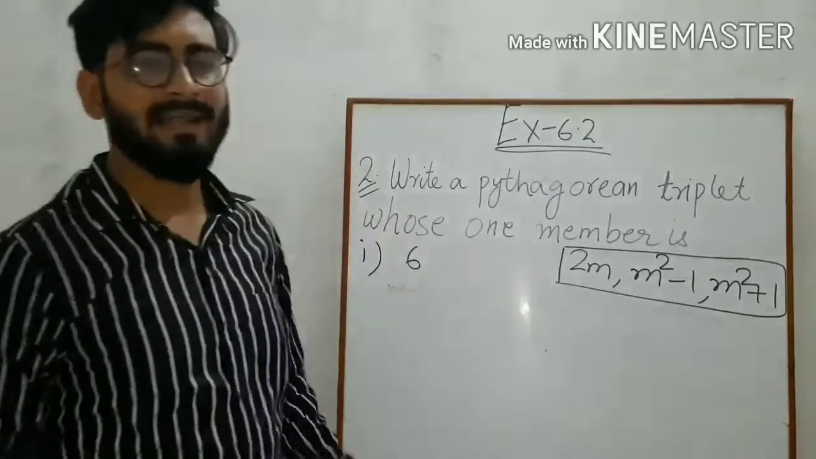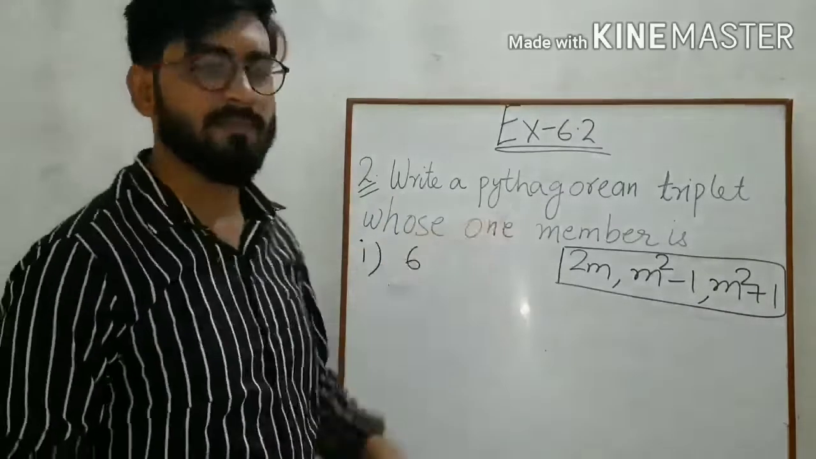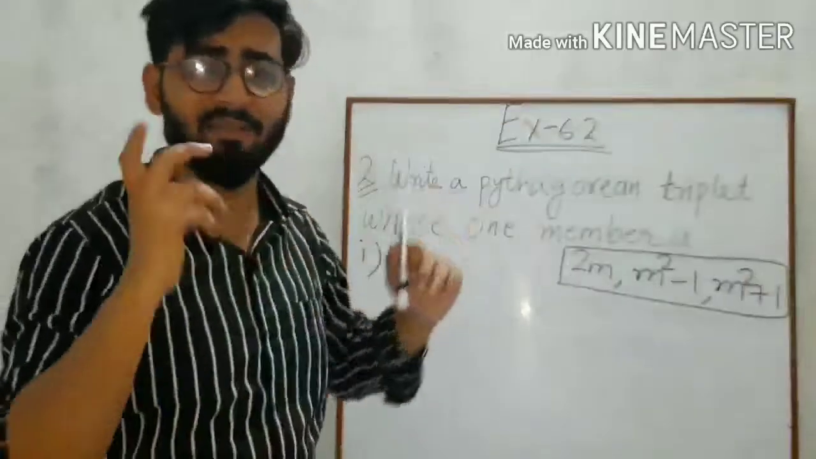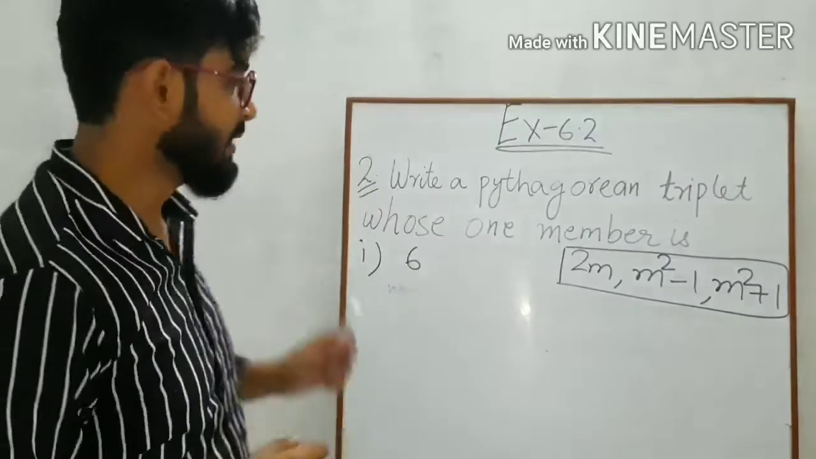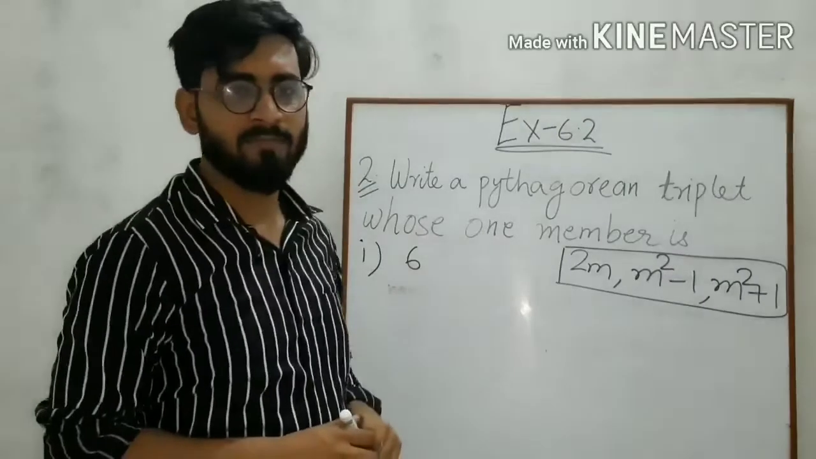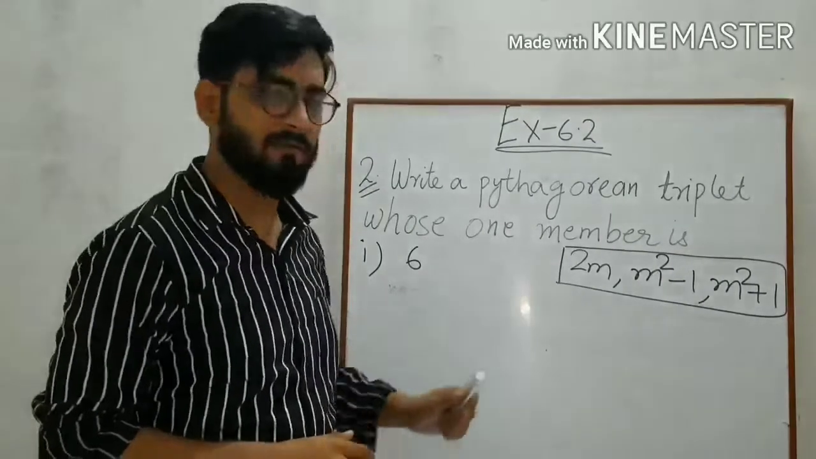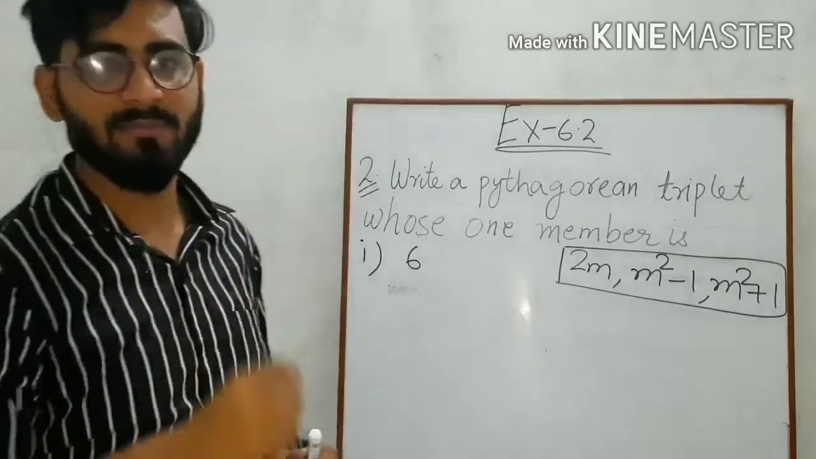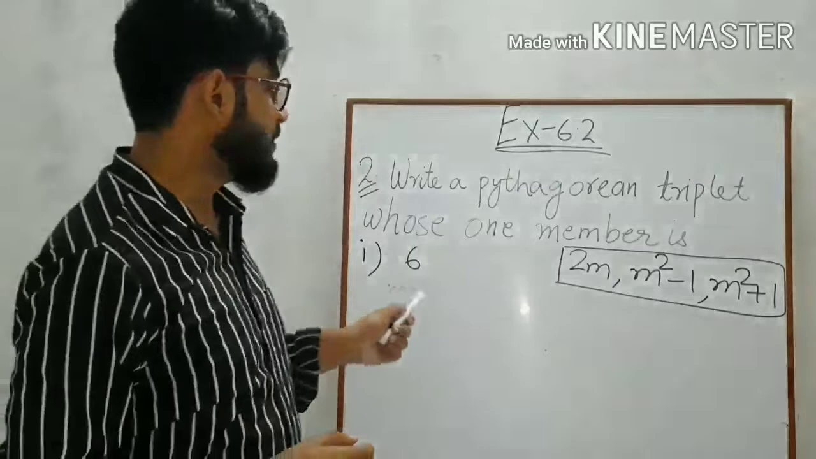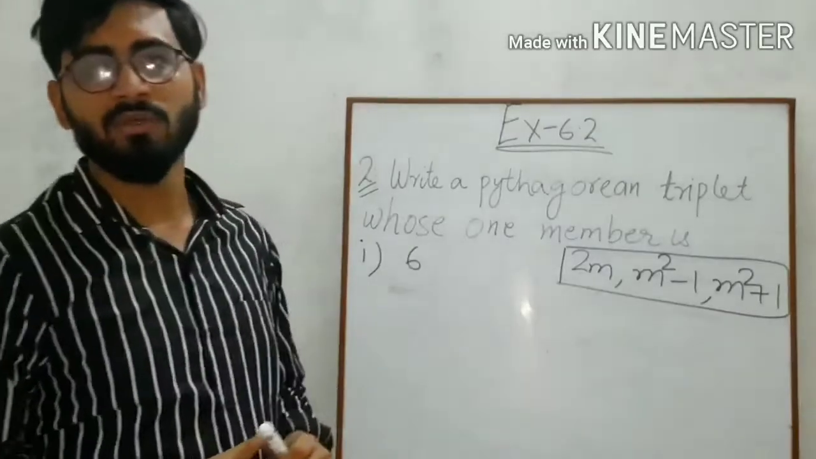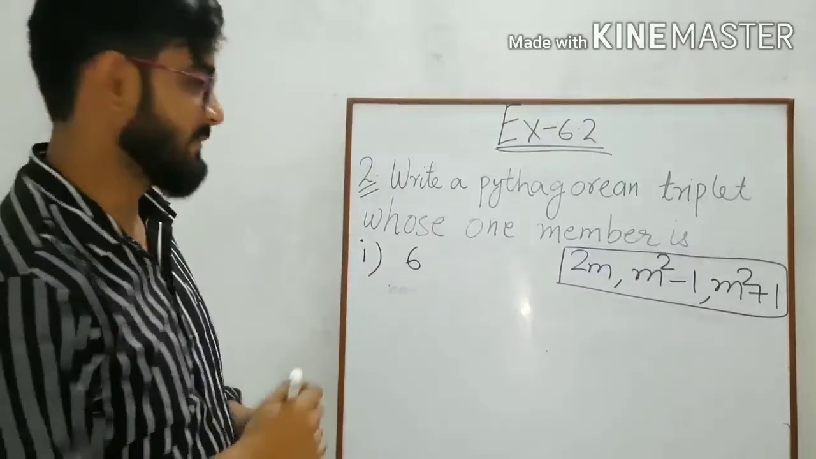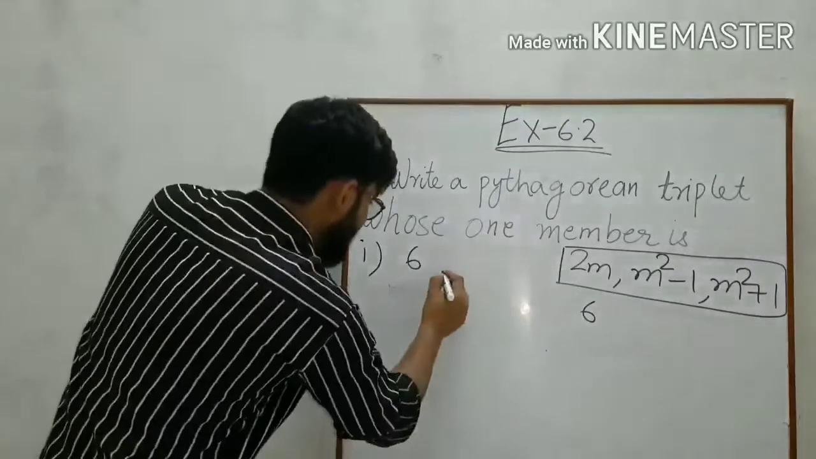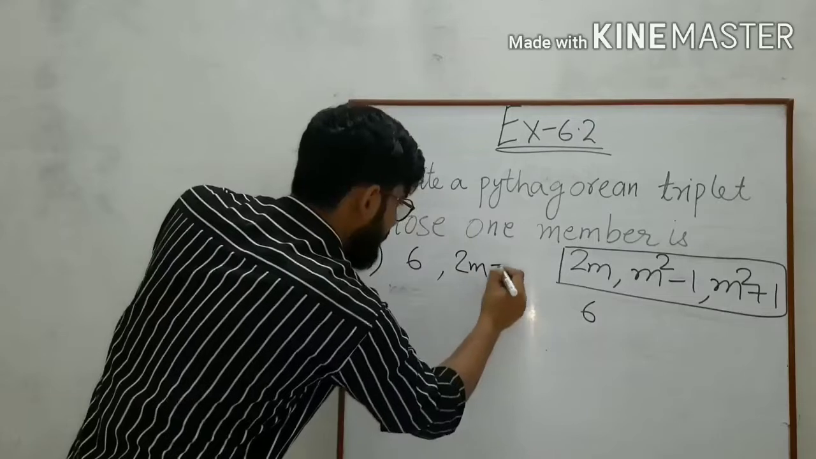That is, write a Pythagorean triplet whose one member is given, that is 6. You have to find the other two members of the Pythagorean triplet. So you know the general form, that is 2m, m square minus 1 and m square plus 1. Now what you have to do, one member is given to you, you have to find the other two members. One member which is given is 6. Suppose 2m is given, that is 6. Here 2m is equal to 6.